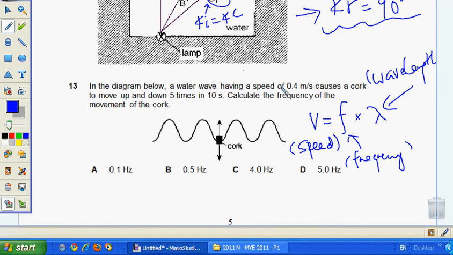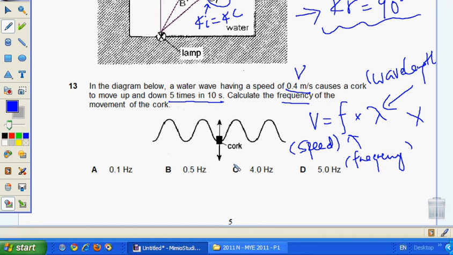So let's look at the question now. A water wave having a speed of 0.4 meter per second. So this is my v. Move up and down 5 times in 10 seconds. Calculate the frequency of the movement of the cord. In this case, do we need this formula? The answer is no, because there's this information: 5 times in 10 seconds.